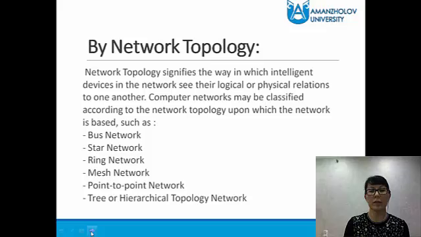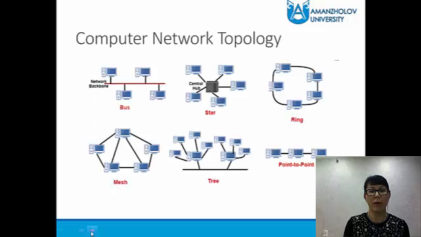Network topology signifies the way in which intelligent devices in the network see their logical or physical relations to one another. Computer networks may be classified according to the network topology upon which the network is based, such as bus network, star network, ring network, mesh network, point-to-point network, tree or hierarchical topology network. This slide shows the figures of network topology.